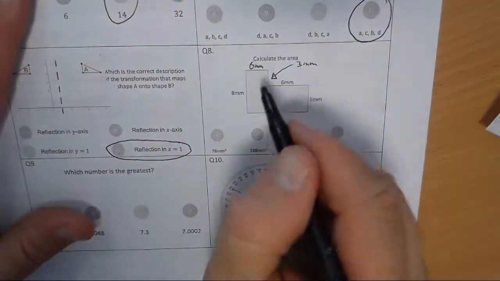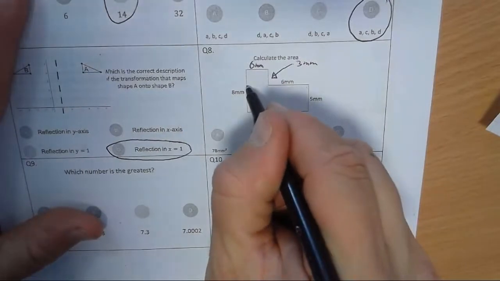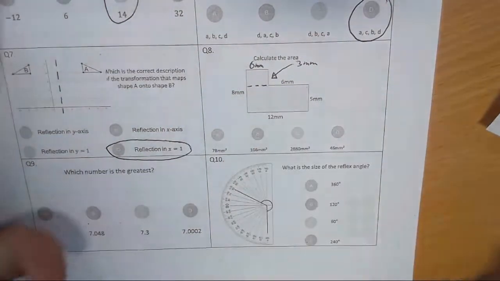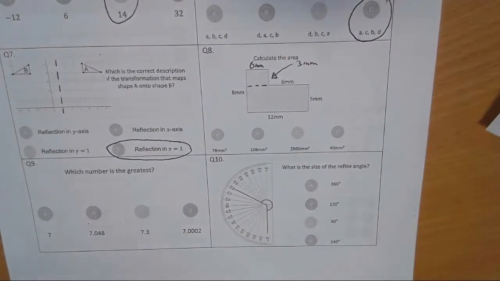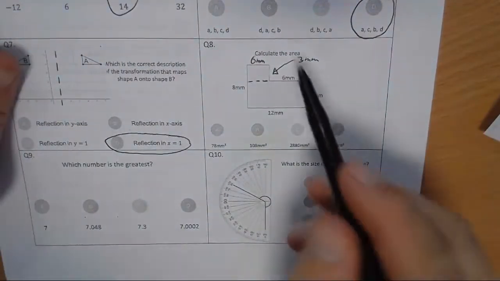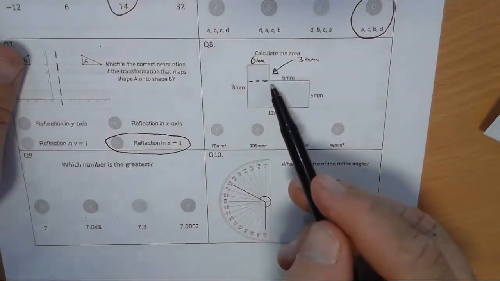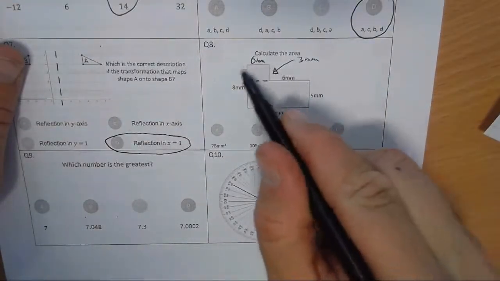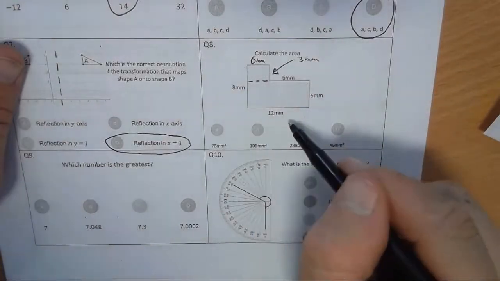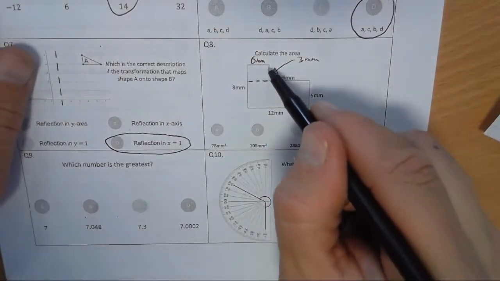Now what I'm going to do is I'm going to split this into 2 rectangles, because you can't work out the area of a shape like that. You need to work out the area of rectangles. Right, I've got 6 millimeters there, 3 millimeters there. I need to calculate the area of all of this. So I've got one rectangle there, I've got another rectangle here. I'm going to calculate the area of each.